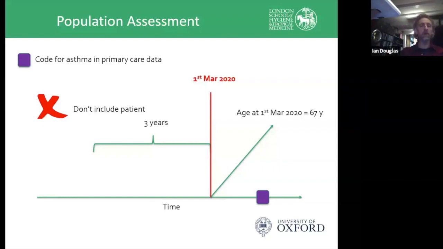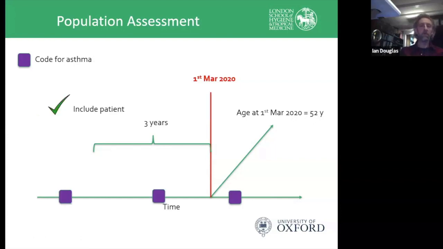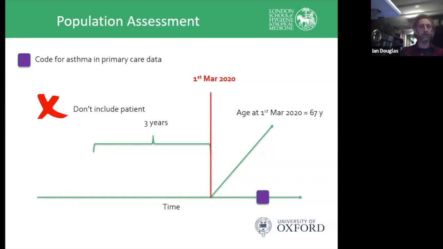Also, I've shown on these slides that we're also assessing the age of the patients on the 1st of March. And you can see this patient here was aged 67 years. The patient I showed you before was aged 52 years. So again, this is another reason why this patient would be eligible for inclusion, because they're aged over 35.